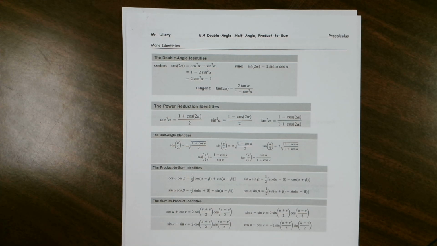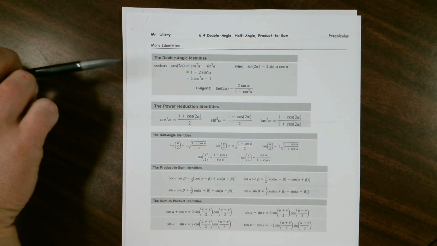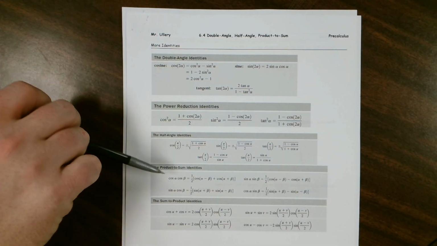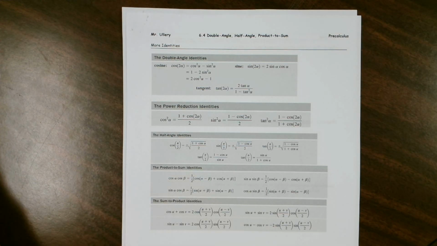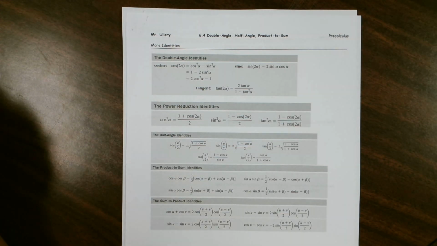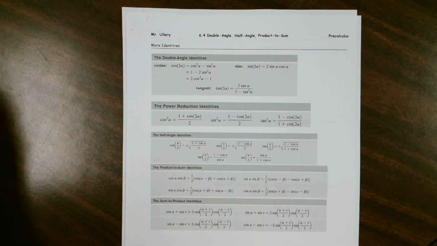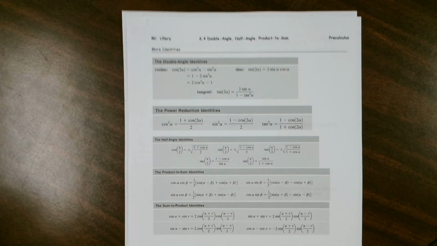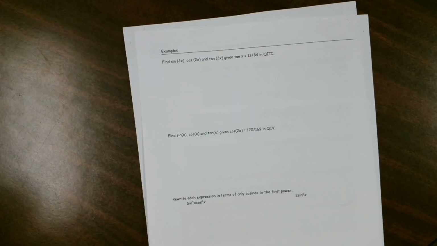This is Chapter 6, Section 4. We're playing with double angle, half angle, product to sum, sum to product identities. Essentially, we're using more identities to solve. What you're looking at on the front of your notes are the remaining identities that we have for this section. I'm not going to go through every single one of them, but rather reference them when it's time to use them, and we'll come back to them. Okay, so let's dive right in.